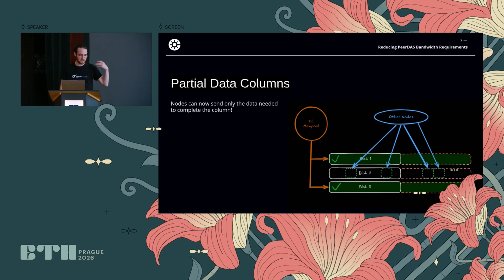So with this new protocol, nodes can now communicate with each other and basically tell the other node, hey, I got these blobs and I need these blobs, what do you need? And after negotiating this, they send only the parts that the other party is missing, saving a bunch of data in the bandwidth in the process.